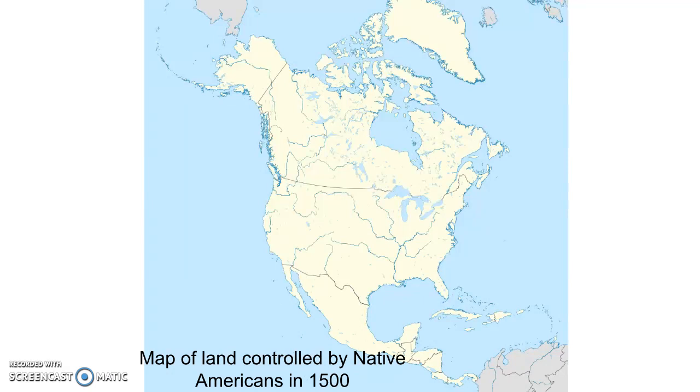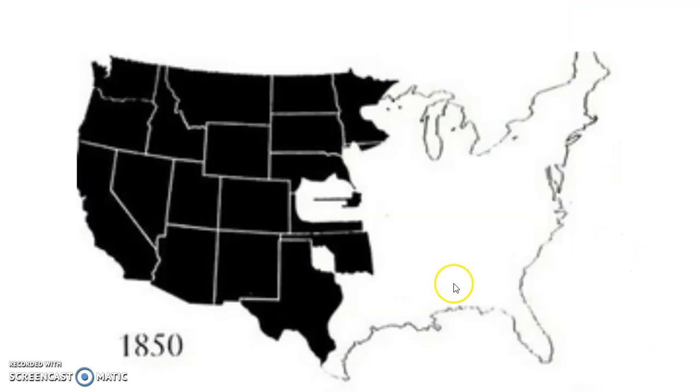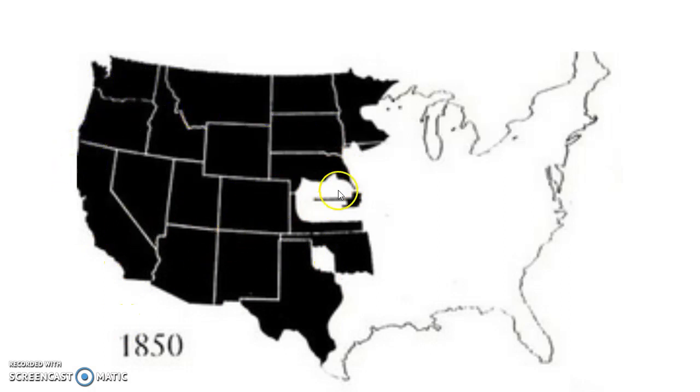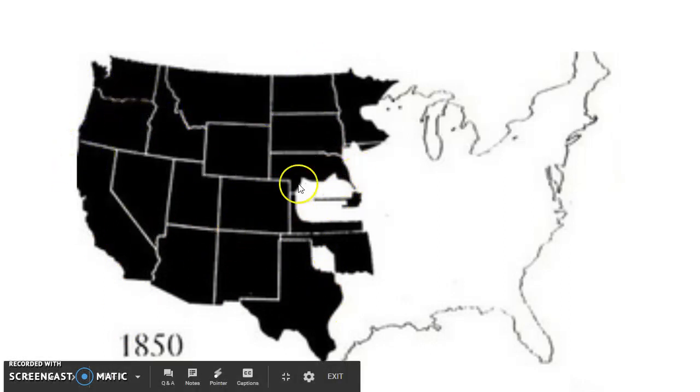Now, a quick review using some maps. In the year 1500, and for many years after that, Native Americans controlled the entire map that you can see, with a few exceptions. Native Americans from sea to shining sea, there were hundreds of tribes and millions of Native Americans. By 1850, right before the Civil War, Native Americans still controlled virtually half of what is today the United States of America.